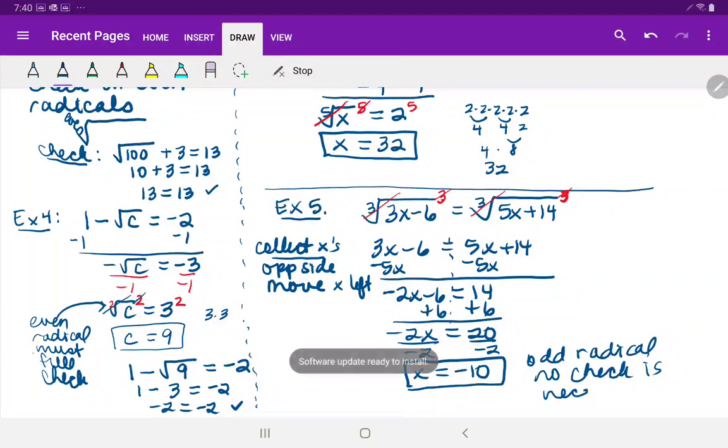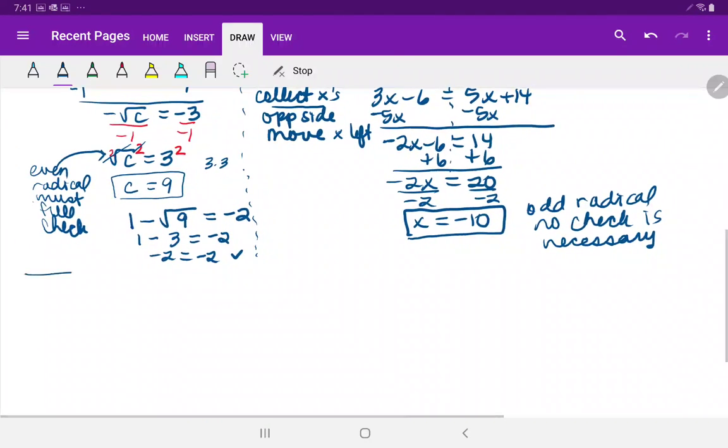Now you can always check, if you want to check any math equation, but there's only 3 times that checking is necessary. One is even radicals, that's a full check. And then we have these other things called algebra fractions or rational equations. Has to be checked there. And then in logarithms. Those are 2 topics you'll learn in Algebra 2.